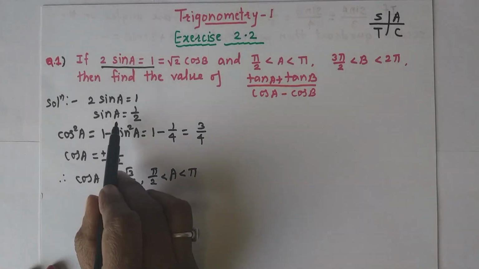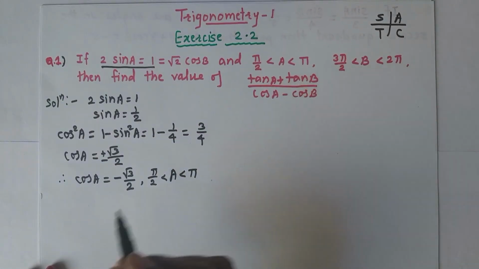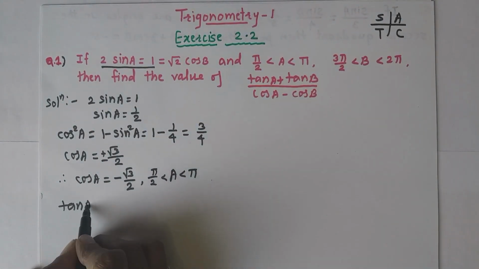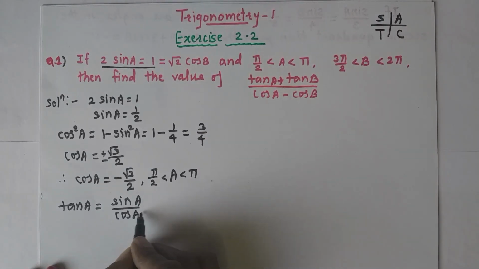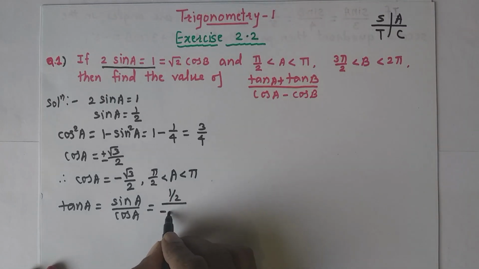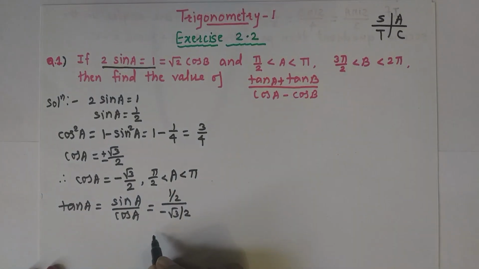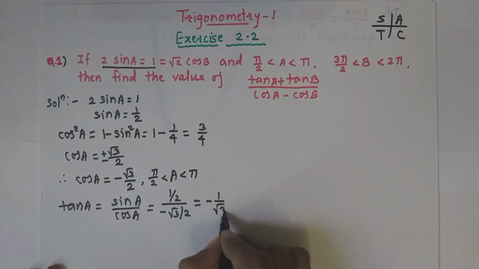Okay. Now here we have found sin A and cos A. In the equation we need tan A. Therefore, what will be tan A? Tan A will be sin A divided by cos A. Now keep the value of sin A, that is 1/2, and the value of cos A, that is minus root 3 by 2. After simplification, the 2 will get cancelled, giving minus 1 upon root 3.